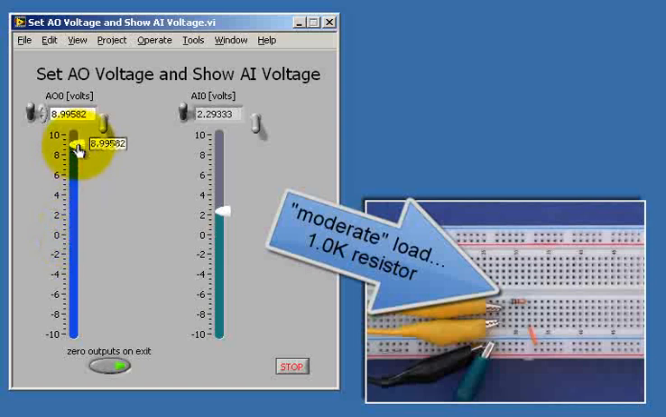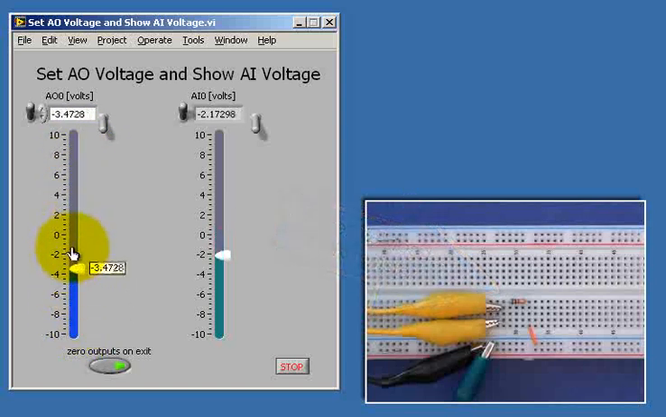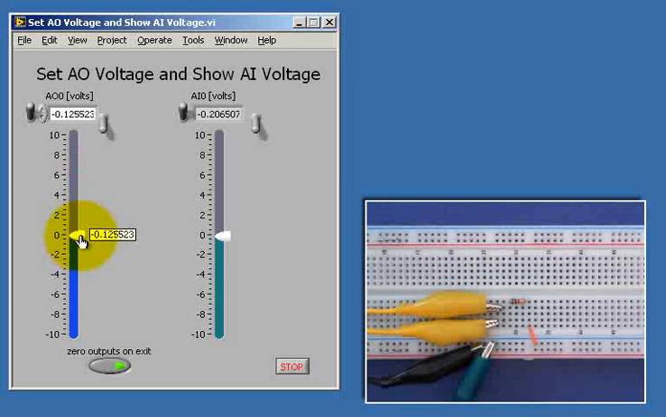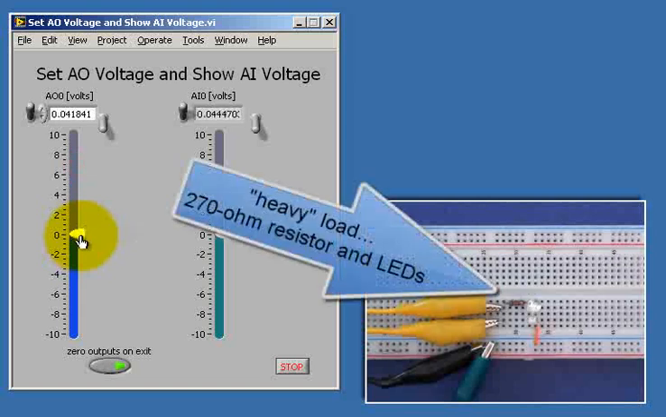A moderate load of 1 kilo ohm, suddenly we notice that the actual analog input voltage never gets higher than about 2 volts. No matter how we operate the desired or intended voltage, we'll always seem to be limited to about a range of -2 to +2 volts. Now, if we take that maximum value of 2.29 volts and divide it by a kilo ohm, we get just over 2 milliamps for our maximum current drive.